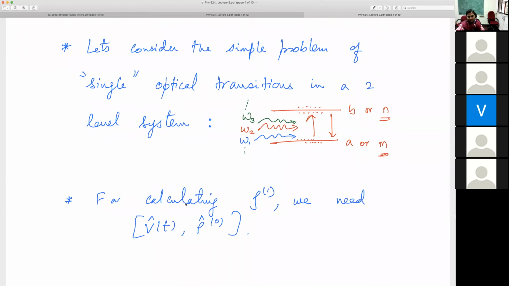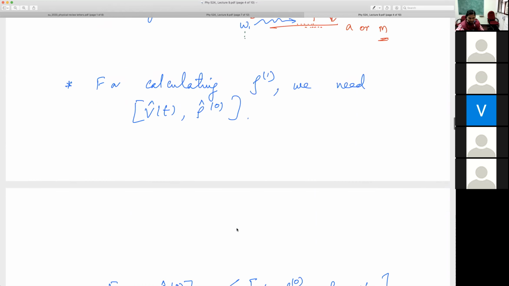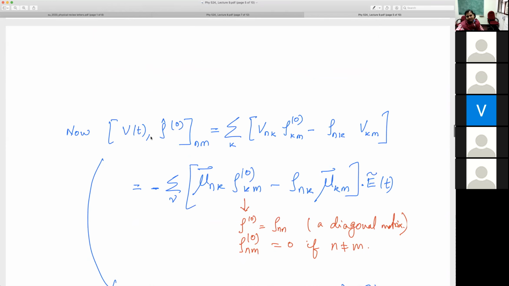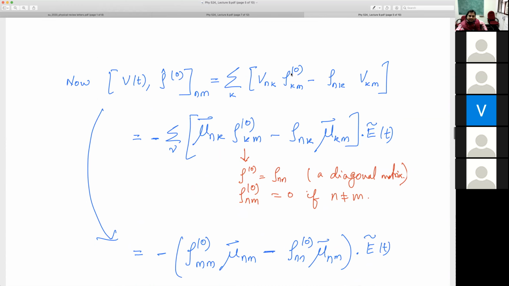So remember, for calculating the time dependence of rho 1, rho 1 of t, we had to calculate this commutator of V(t) with rho 0. Okay, so let's write this explicitly. So the V(t) and rho matrix product: sum over k, V_nk rho_km minus rho_0. So the 0 is missing here. I was a bit careless in making my notes today. So rho_nk^0 V_km.